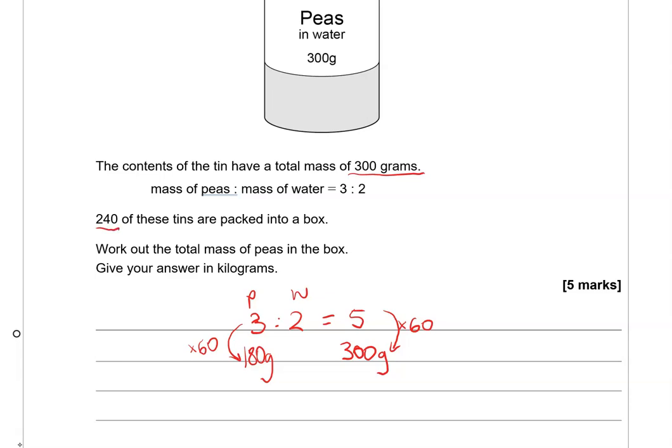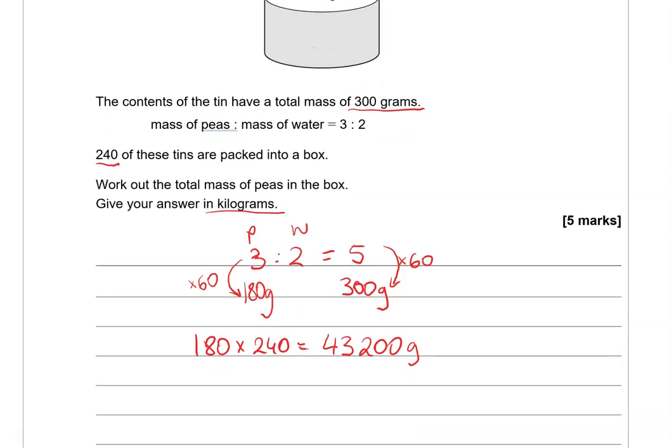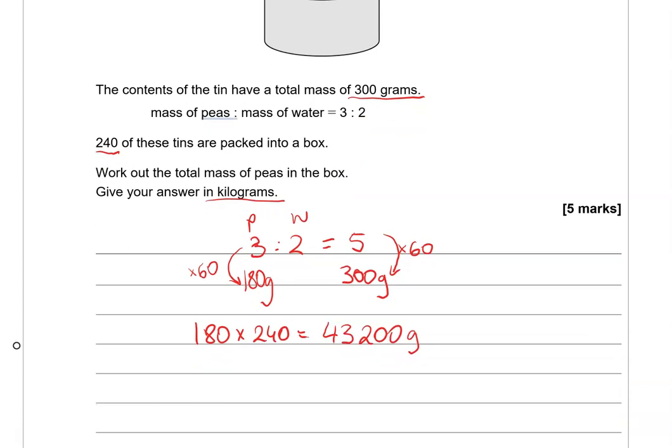240 of these tins are packed into a box, so we need to work out the total mass of peas in the box. So we're going to multiply 180 by 240, which gives us 43,200. Now that is grams. If we've got to give our answer in kilograms, we know that there are 1,000 grams in a kilogram. The k in kg means 1,000. So 43,200 divided by 1,000 gives us 43.2 kilograms.